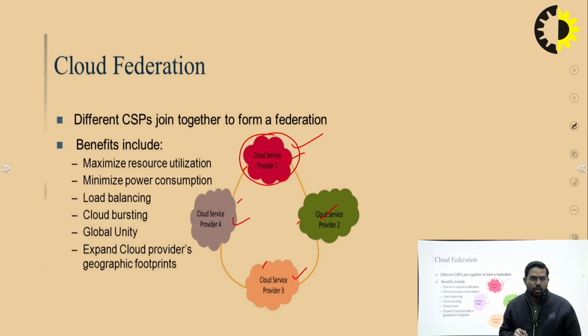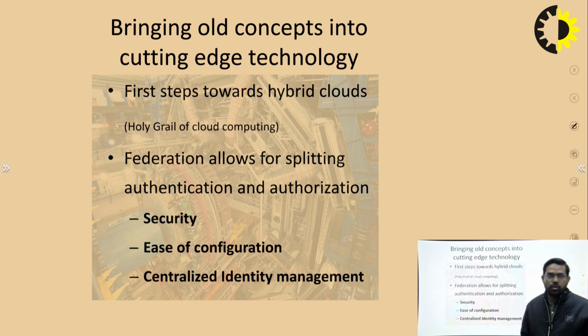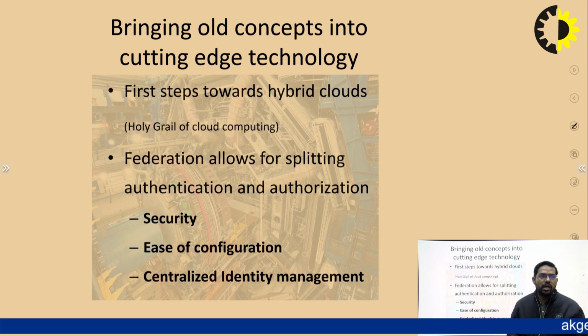Cloud bursting, global unity, or expanding the cloud provider's geographic footprint. So bringing an old concept into cutting edge technology. It is the first step towards the hybrid cloud. Federation allows for splitting authentication and authorization. Authentication means we authenticate the person, and authorization means we authorize that particular person to perform that task. Security, ease of configuration, or centralized identity management.